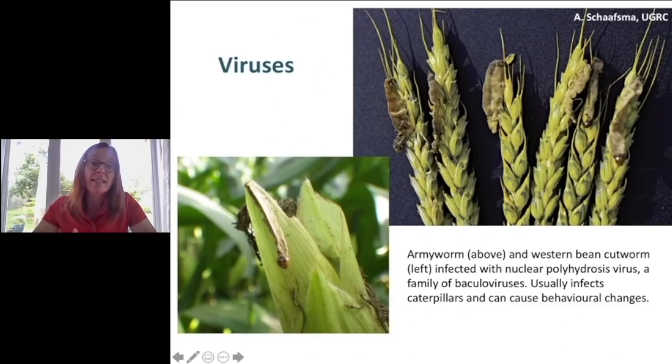One final one is viruses. We know there are a few key viruses. Even insects can get viruses, just as we're dealing with a virus now as humans. And we've noticed in the past some baculovirus that can infect armyworm and even western bean cutworm. So there's another frontier that we may see happening.